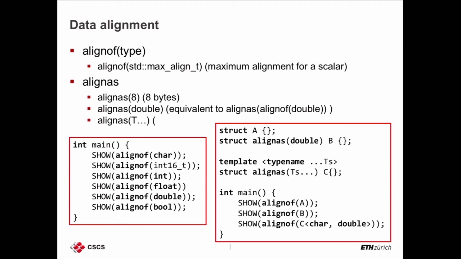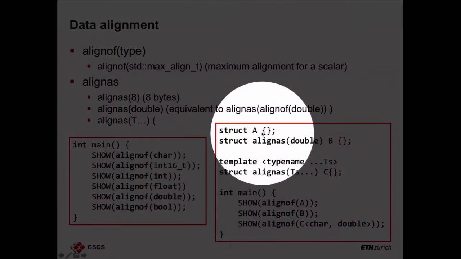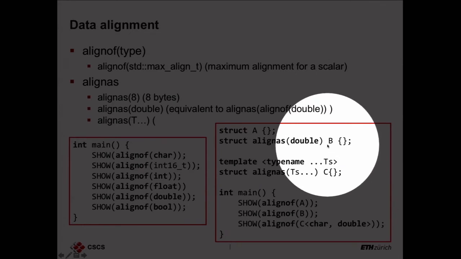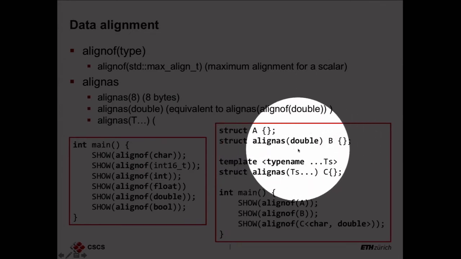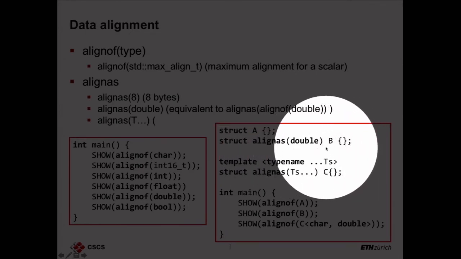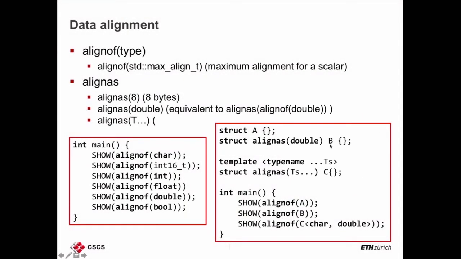Then you can tell C++ how to align variables. For instance, I can tell my struct B I want to be aligned as double. So when I create an object of type B, it will be aligned as a double, so it will have an address which is a multiple of 8.